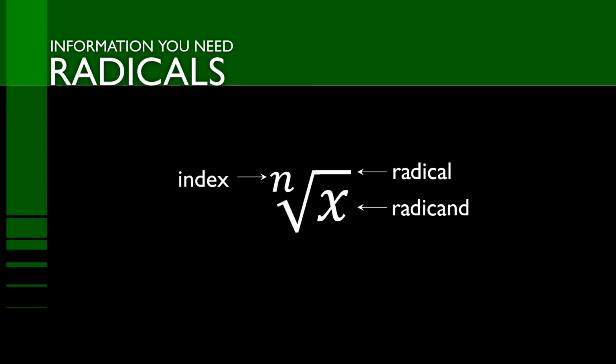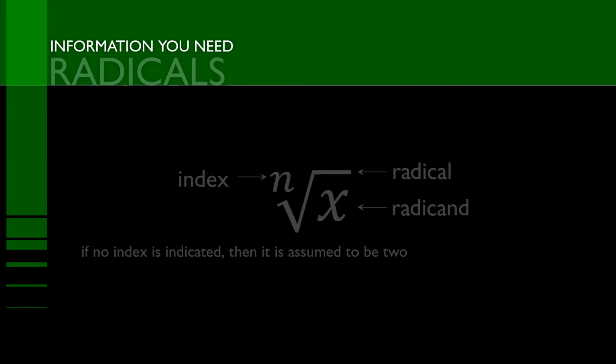So what the index tells you is how many times you're going to multiply a number times itself to get the radicand. So if we have the cubed root of 8, that means the third root of 8, then what we're looking for is what number you are going to multiply against itself 3 times in order to get the number 8. That would be the number 2. 2 times 2 times 2 is 8. So the cubed root of 8 would be 2. Now, if you ever have a radical sign that doesn't have an index, it's automatically assumed to be 2, or the square root.